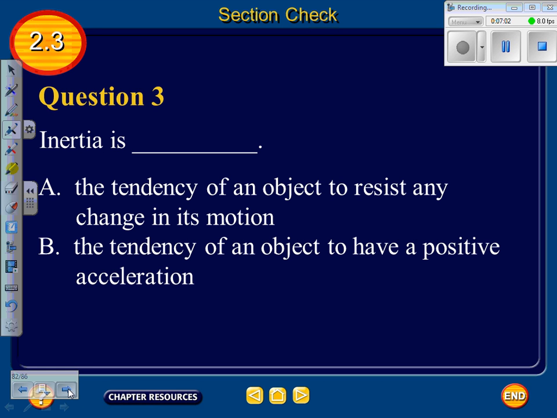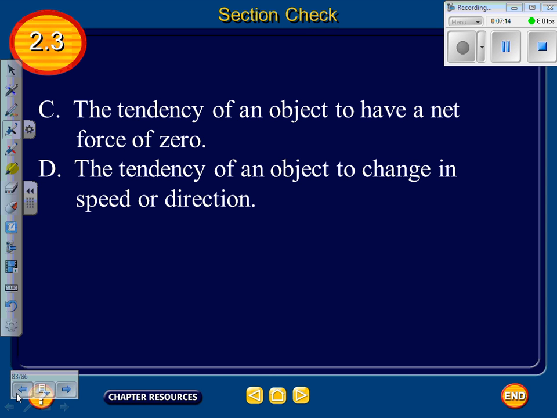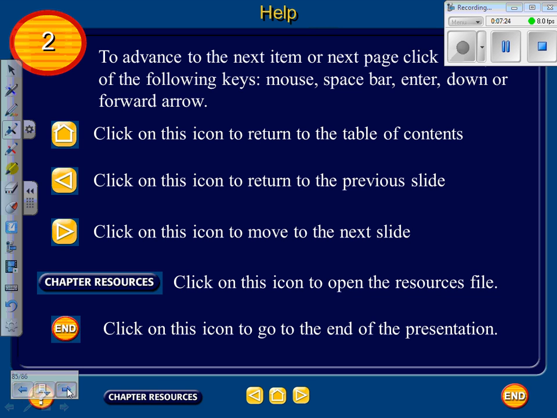A, the tendency of an object to resist any change in its motion, or B, the tendency of an object to have a positive acceleration, or choice C, the tendency of an object to have a net force of 0, or letter D, the tendency of an object to change in speed or direction. And again, this concludes the lecture for Section 3 and Chapter 2.